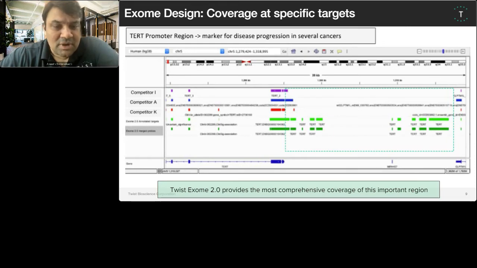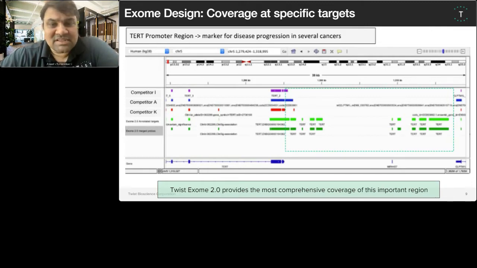that I'm hovering my pointer around. At the same time, we also cover the enhancer region and some key important regions. So this coverage makes it comprehensive compared to other vendors out there. It's not just the TERT promoter, we took this kind of care with many key genes out there.